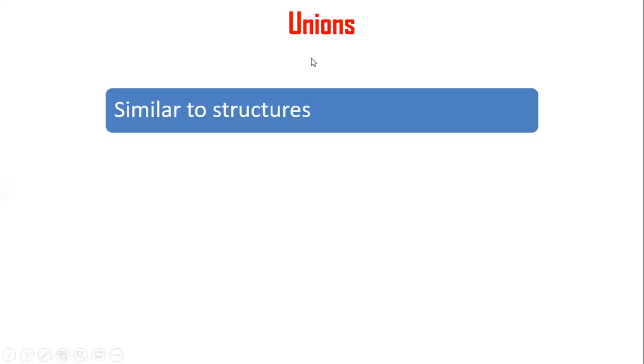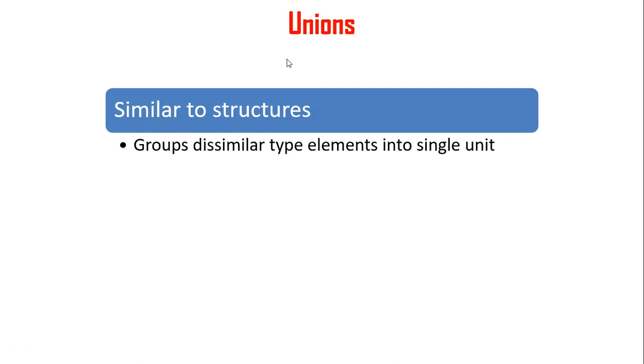Union is another user-defined data type, and it is very similar to structures. Structures, we have just discussed. It is a module or a block in the program, where we can collect different data types into one particular unit. That's called a structure. Union is also similar. It groups dissimilar types of elements into a single unit. Like a structure, union also does the same thing.